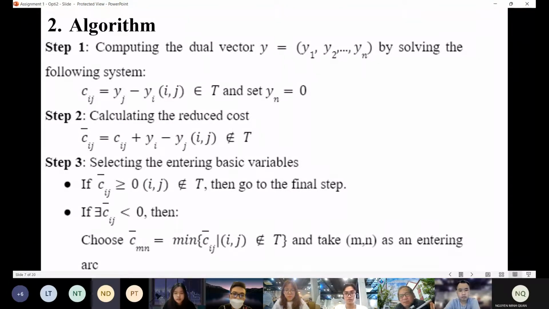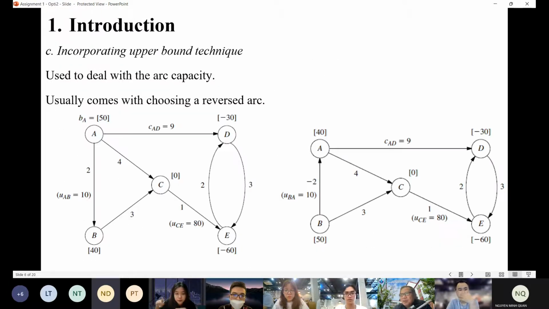T here is the tree from the beginning. Where is the tree from the beginning? You show me the tree. Can you move up? Yes. From the feasible tree, T is the feasible tree. Where is the feasible tree? So this is the feasible tree.